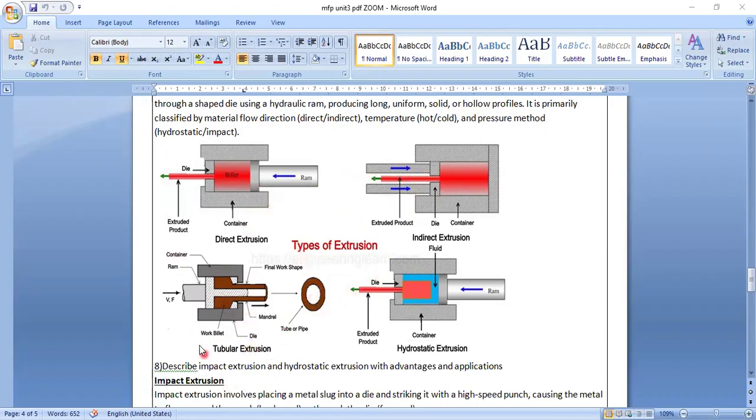Here also you can see this is a tubular one. Here you are giving force. It is a container. It is a ram which is giving force here. Material is pushed through this tube. It is coming out of this mandrel.